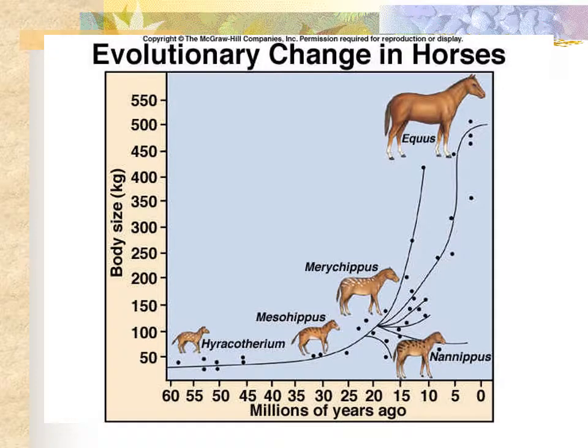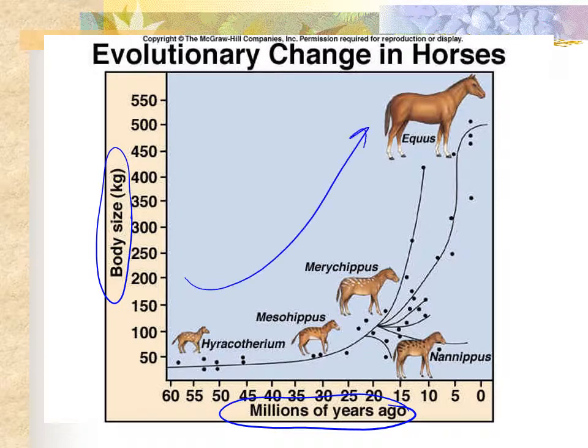Here's another chart that shows us the evolutionary change in horses. So here's millions of years ago, and on this side, we're looking at body size. So just showing us the comparison of body size between the different species of horses. So as time has passed, the horse has gotten bigger.